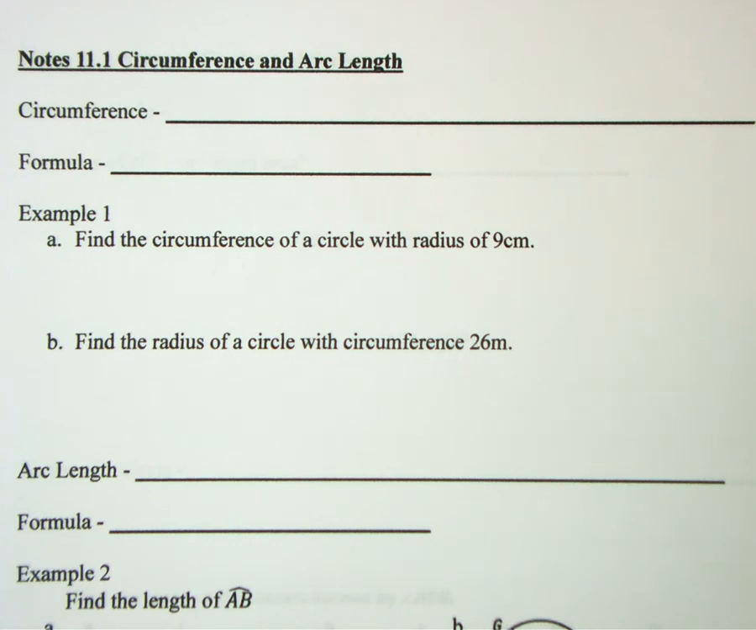Okay, here we go, 11.1. So 11.1 deals with a lot of circles, just the basics dealing with the outside of the circle. Most of this unit, chapter 11, is going to be dealing with area, but not this particular section. This is the one section that deals more with perimeter, which is kind of what circumference is.